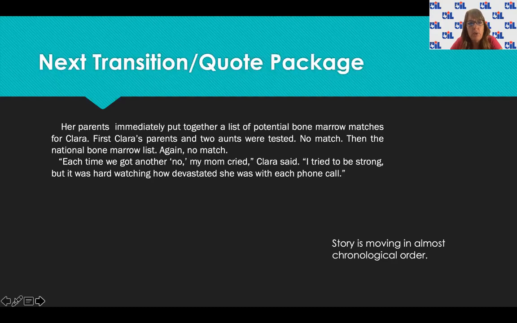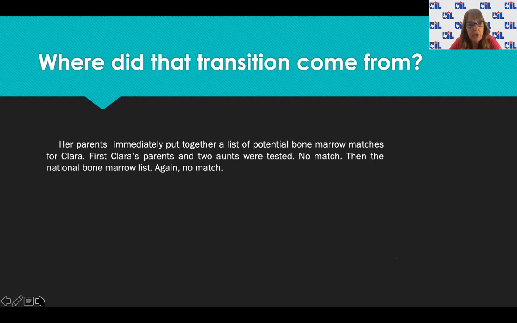So the next transition and quote package to follow that reads: "Her parents immediately put together a list of potential bone marrow matches for Clara. First, Clara's parents and 2 aunts were tested, no match. Then the national bone marrow list, again, no match. Each time we got another no, my mom cried, Clara said. I tried to be strong, but it was hard watching how devastated she was with each phone call." So what I want you to note again is the power in this quote. The quotes I'm choosing to use as the direct quotes in my story are the ones that have all of that emotion in it.